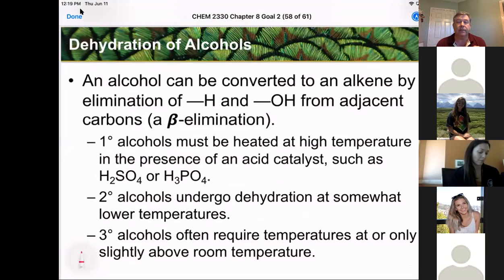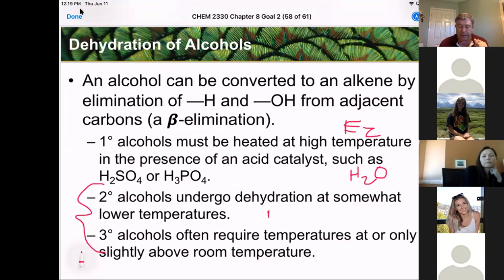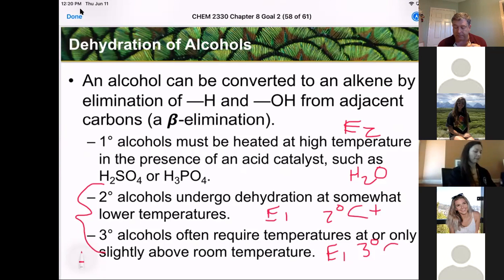So in the dehydration of alcohols, our primaries take high heat and a lot of acid catalyst, and it is undergoing an E2 reaction with water as our base, okay? For the secondary and tertiary, we get an E1 reaction with the secondary being less stable, so it takes more heat. And the E1 for the tertiary is easier because it forms a tertiary carbocation, okay? So just looking at that primary, secondary, tertiary, it reinforces everything we learned about elimination 1 and elimination 2 in those strong base situations we had in the previous slide.